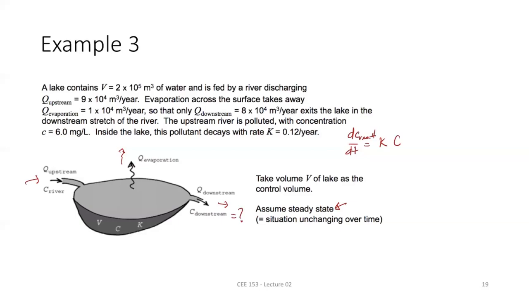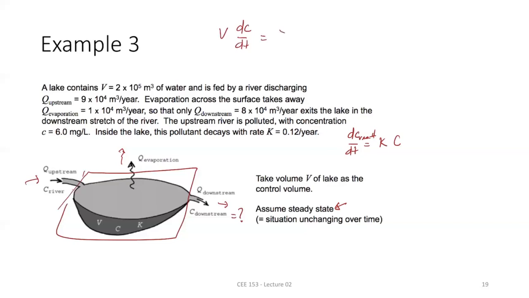So now that you have identified all these different terms, let's write the mass balance. Again, you start with the system as the control volume. Let's say this is my control volume. I'm talking about the lake. So what is coming in and out is based on the lake. I'm going to write that the volume of the lake times dC/dt, what's occurring inside the lake, should be what's coming in minus what's going out.